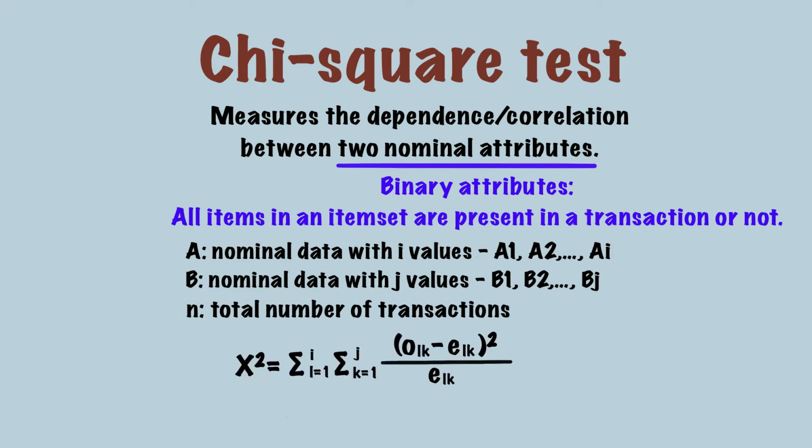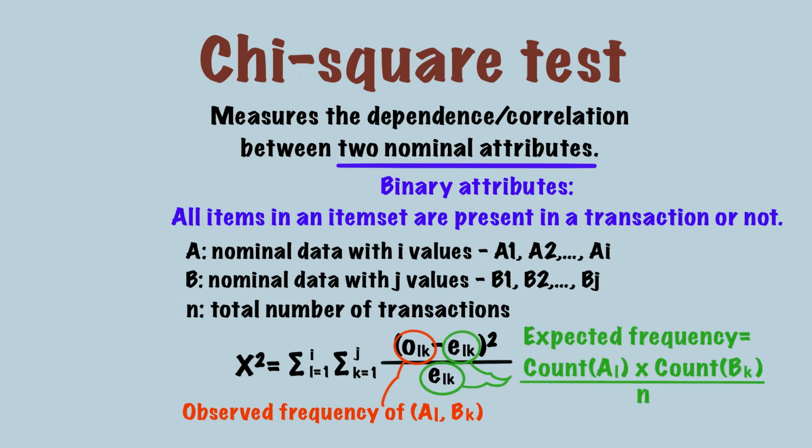The formula is like this. It looks complicated, but the calculation is actually not that scary. OLK is the observed frequency of states AL and BK. The observed frequency means these incidents are stored in our database because we indeed observe them in the real world. ELK is the expected frequency of states AL and BK. This expected frequency is what we would expect under the independence assumption, not always the real-world situation.